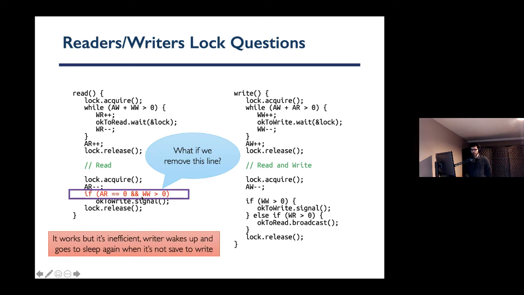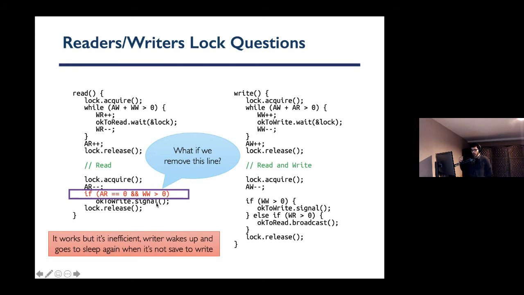So it's not going to change the semantics or the correctness of your implementation. The only thing that is going to change is efficiency of your code. It's going to make your code less efficient. Why? What happens is, if you eliminate this if and just signal here, let's say that you do have a waiting writer, but let's say that you also have some active readers. What would happen? So this waiting writer will wake up. So its state becomes ready because it gets a signal.